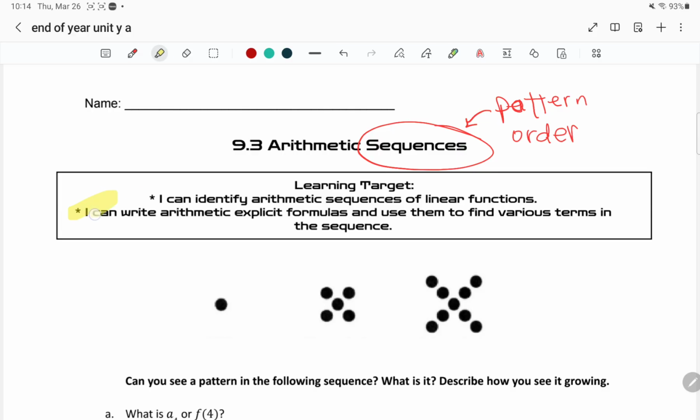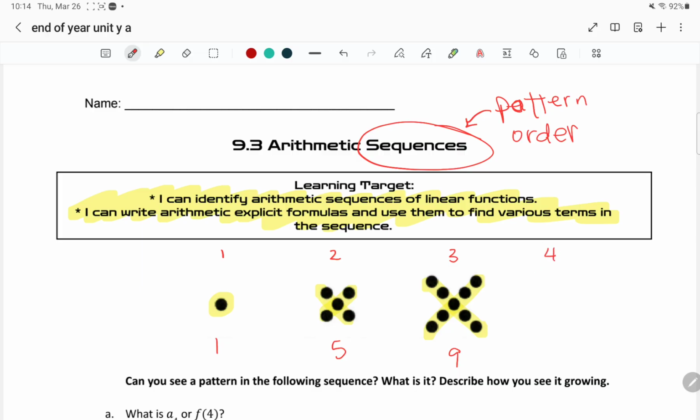So I can look at a picture and I can see a pattern. Maybe you can see that every single time I have a new picture, I have a new set of dots going around. So if, let's say, I plug in 1, this is step 1, I get out 1 dot. Step 2, I get out 5 dots. Step 3, I get out 9 dots.